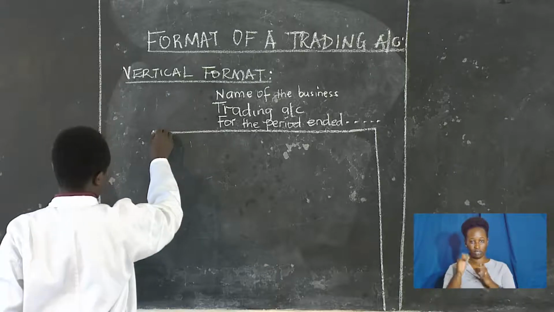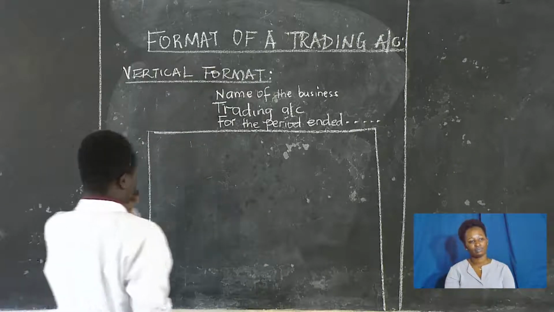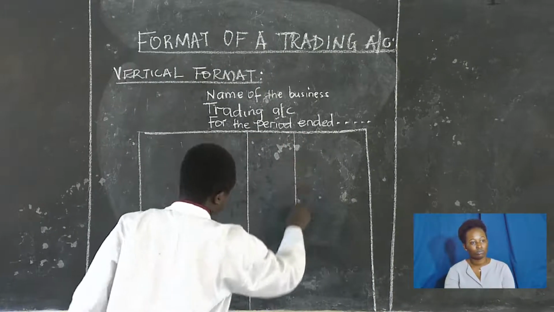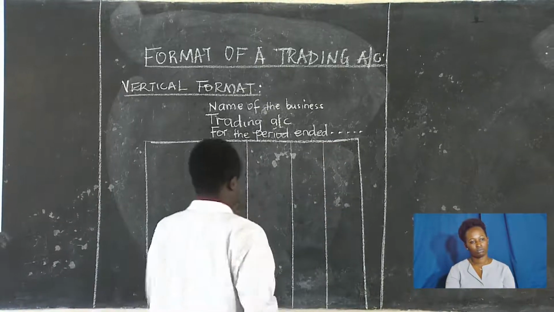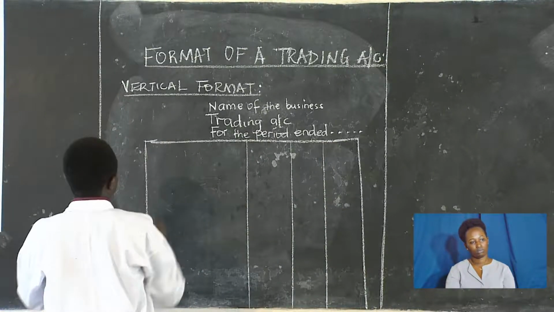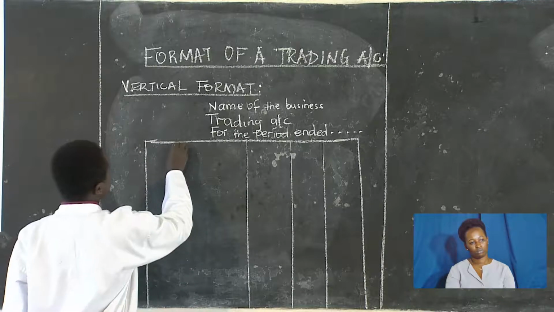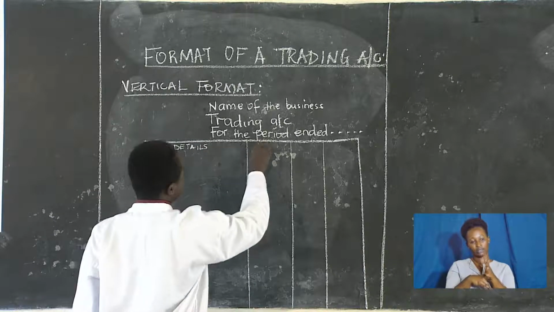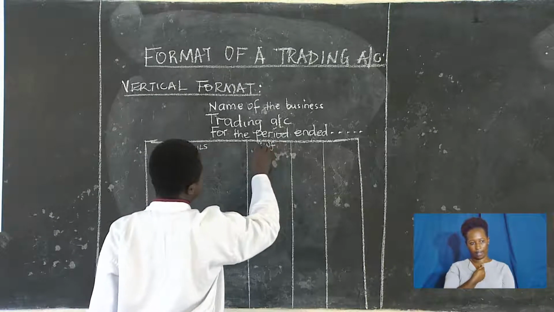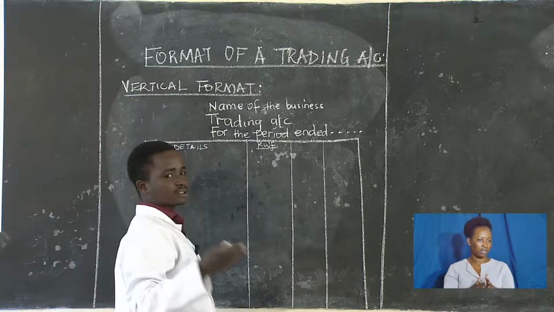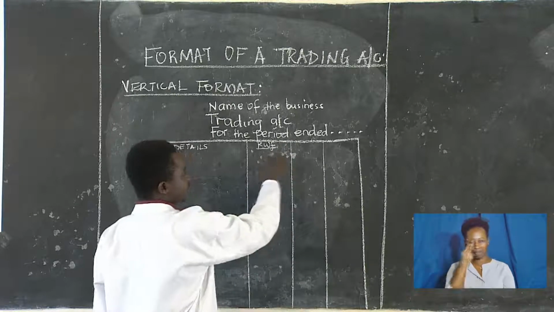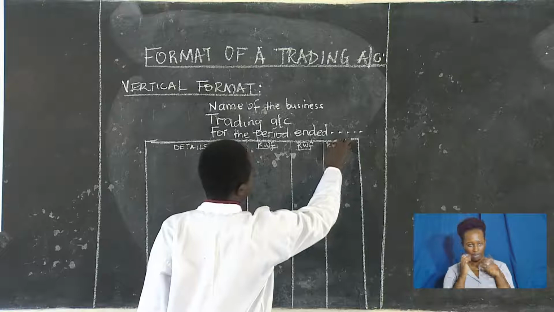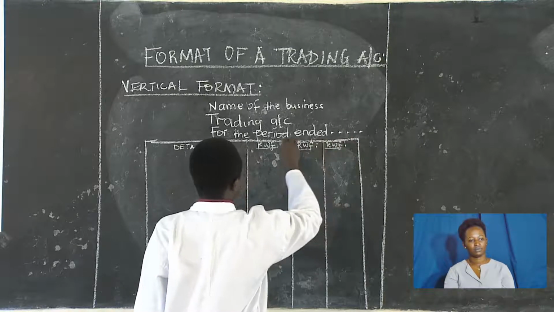So then from there, you have to draw a simple table. In this table, you can divide it into four columns. Then here we have the details where we shall write the items that we have. Then you must tell us in which currency you are operating, Rwandan francs, US dollars, shillings, what? You have to indicate it here. So we are operating in Rwandan francs. Then you have to indicate this.